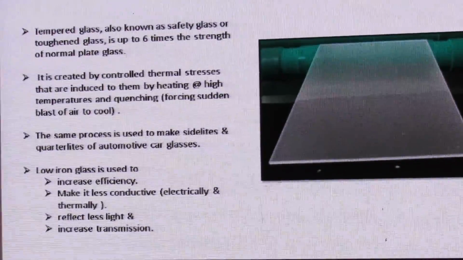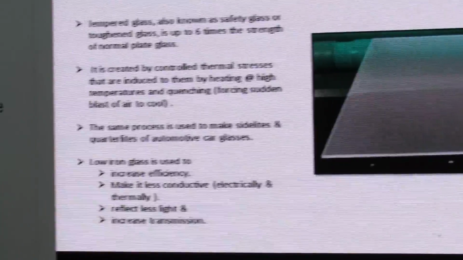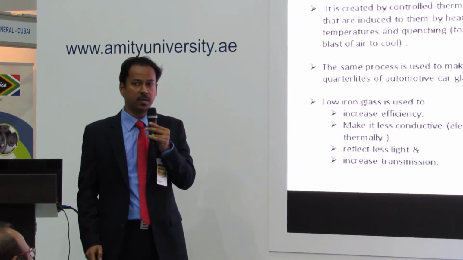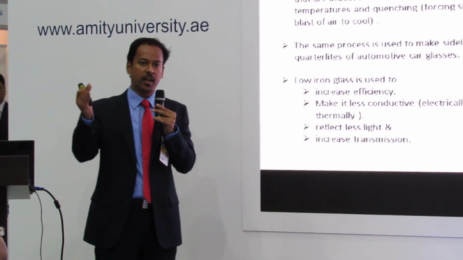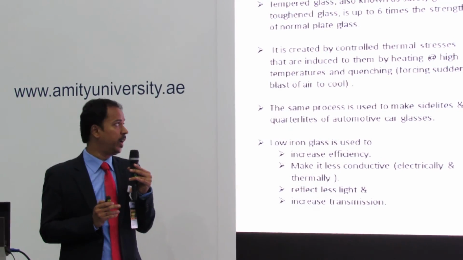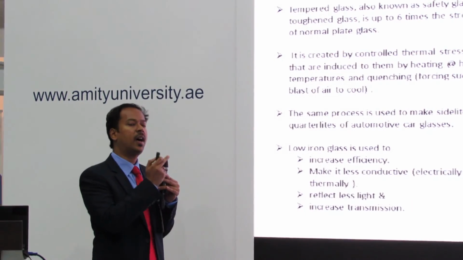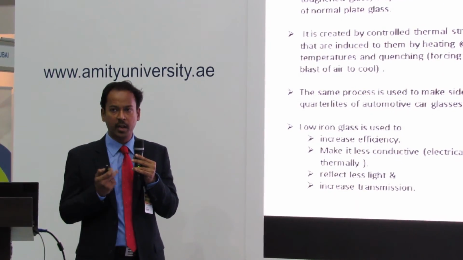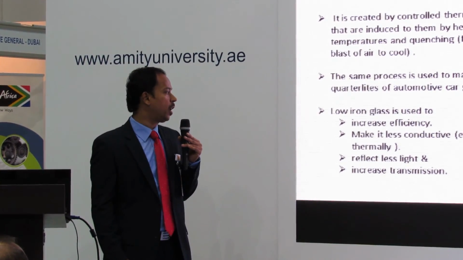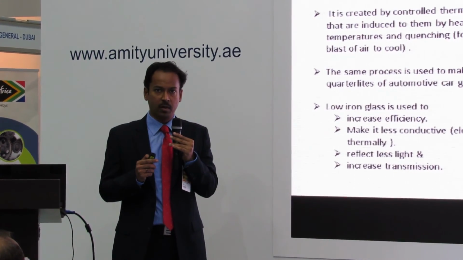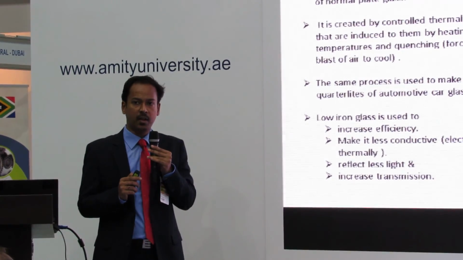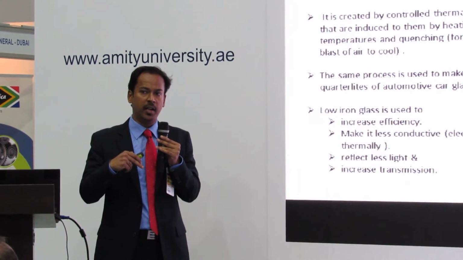Tempered glass is usually a low iron glass. This is slightly different from the glasses that you see on a car. Even a car houses tempered glasses. Whatever glasses you see on the sides as well as on the back, all those are made from tempered glass. But the only difference between them and this is that these have low iron content, and the low iron content comes with a specific reason. That's because it increases the efficiency of the panel and it also makes it less conductive. It has to be electrically and thermally very, very less conductive and reflect less of the light and transmit more of solar energy into the panel.